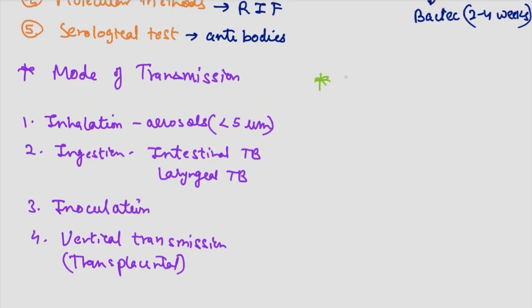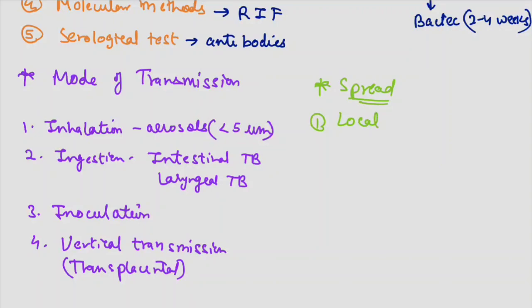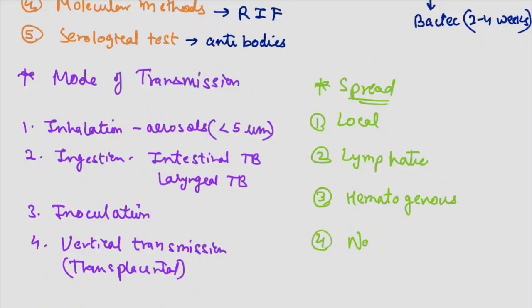Let's see how tuberculosis is spread. It can be local, that is macrophages carrying it through the tissue, like if this is the tissue and this is the surrounding tissue, then it will spread like this. Simple way. Then it can be lymphatic spread, through the lymphatic system. It can be hematogenous, through blood vessels, or it can be through natural passages.